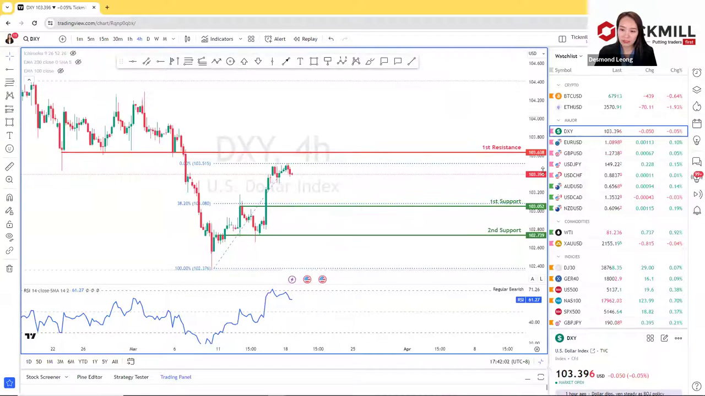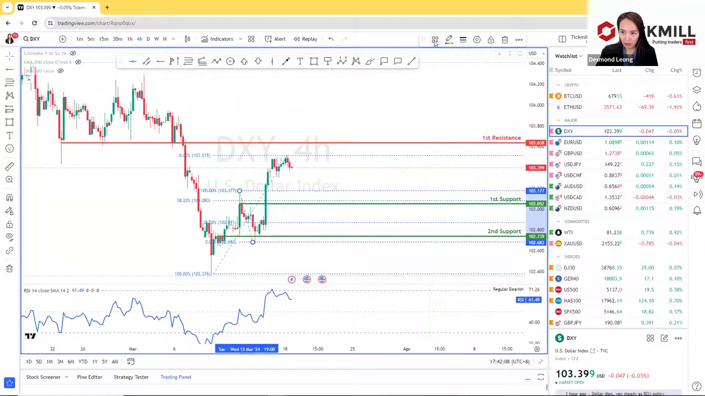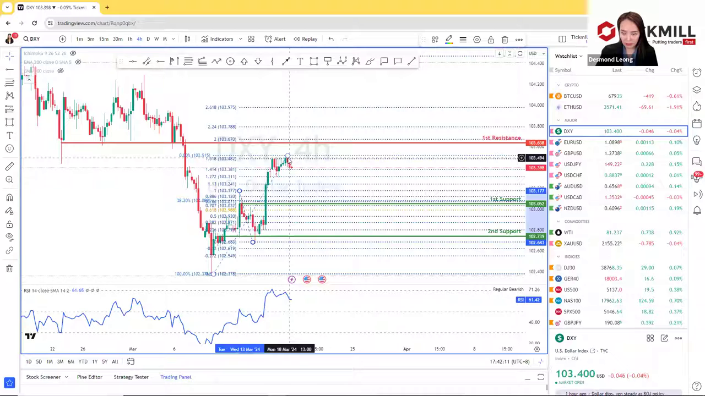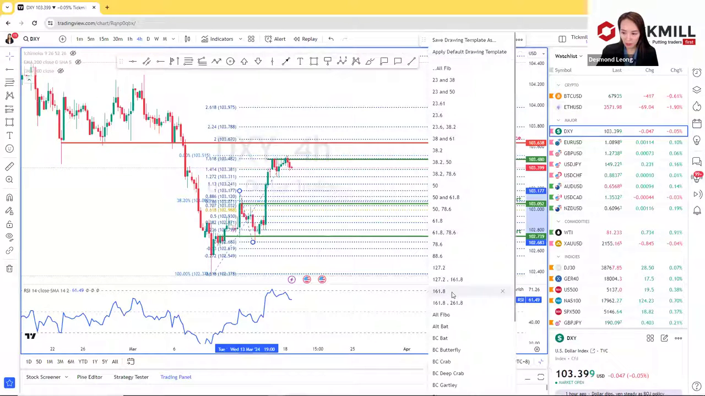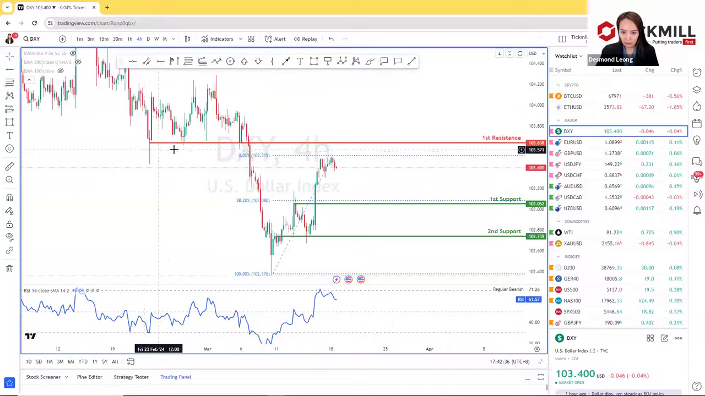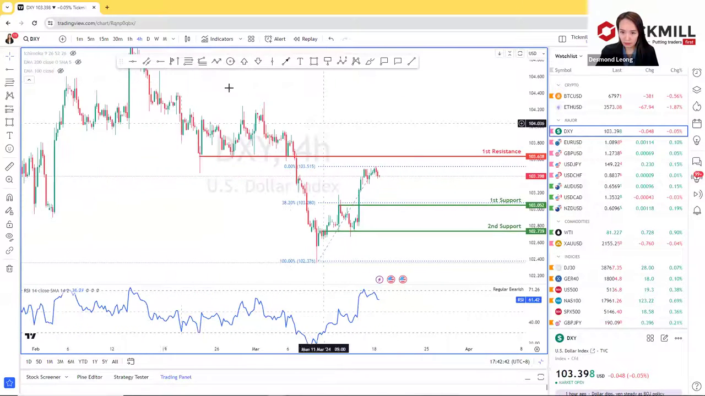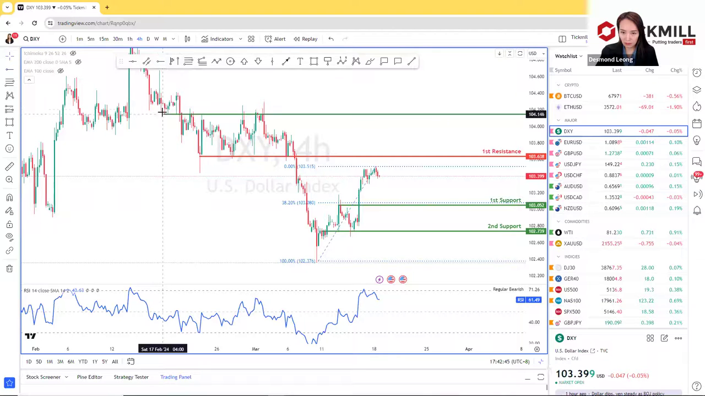And let's say you want to use extension, like over here, you can do the extension from here to here, right? And then you will see that price is at the extension of 161.8. That's why price is falling from this level, right? Or, if price breaks above this high, you want to know where price stops. That's why we stop at 161.8 right here. Let's say second resistance is basically right here.